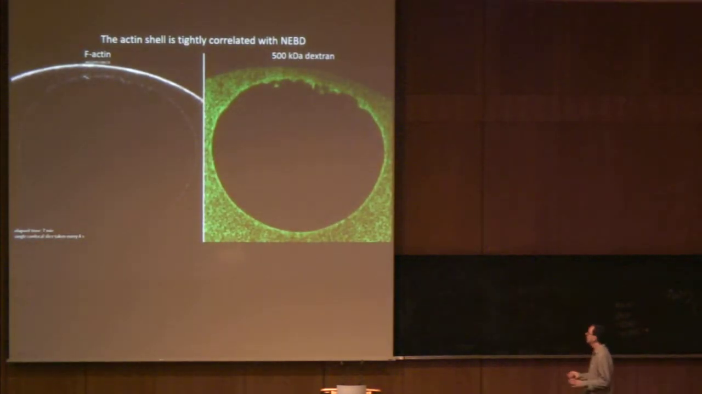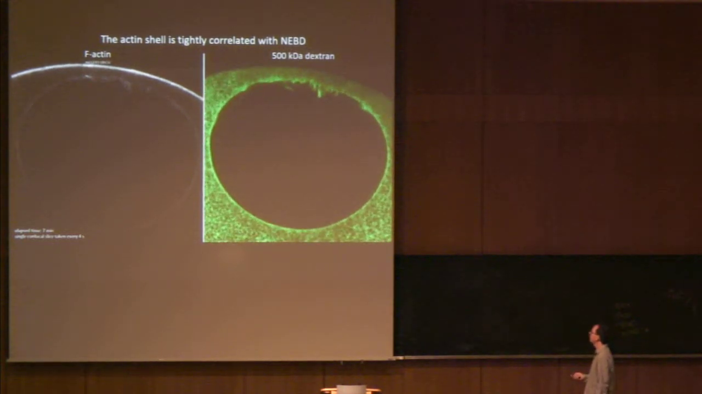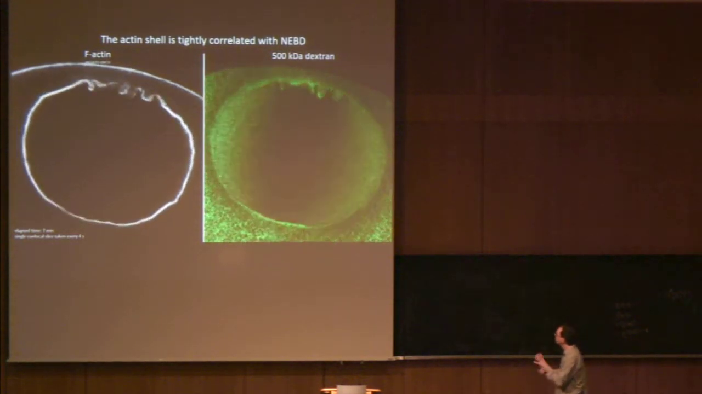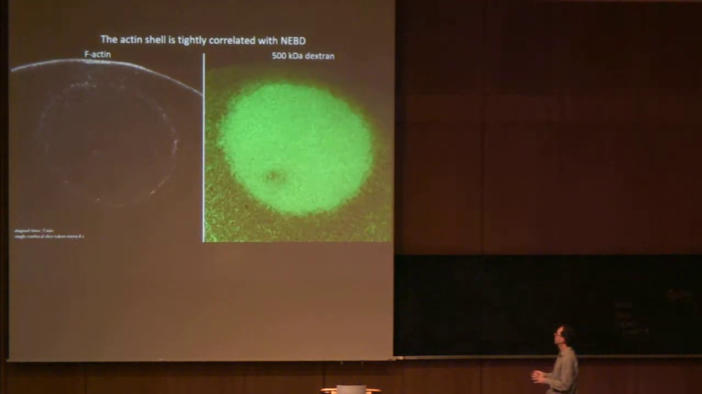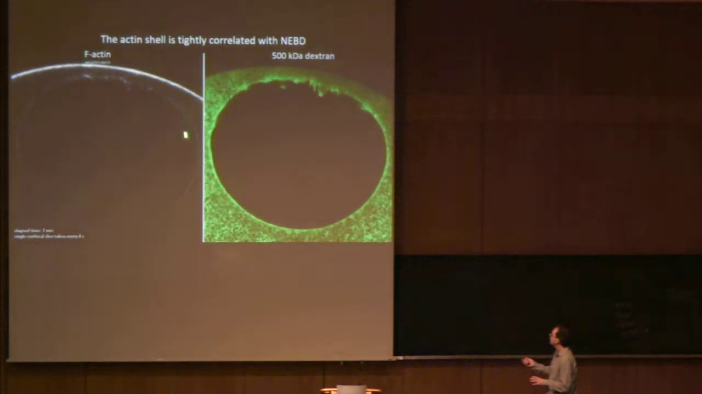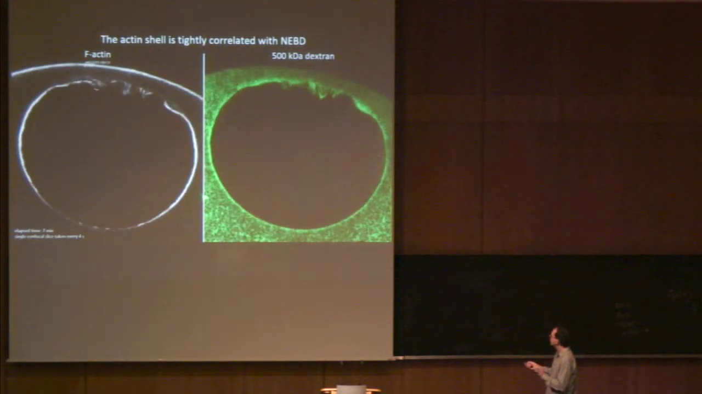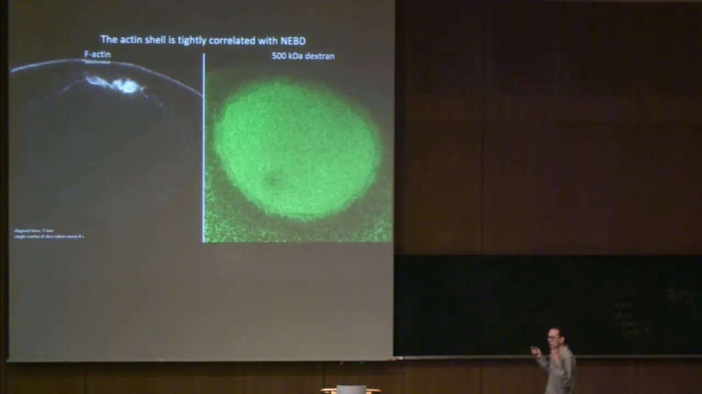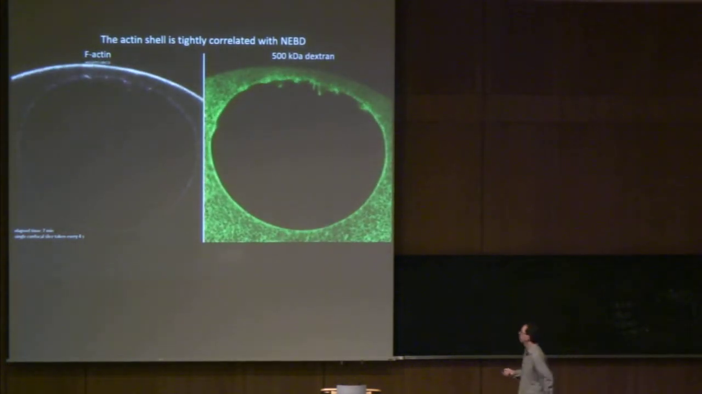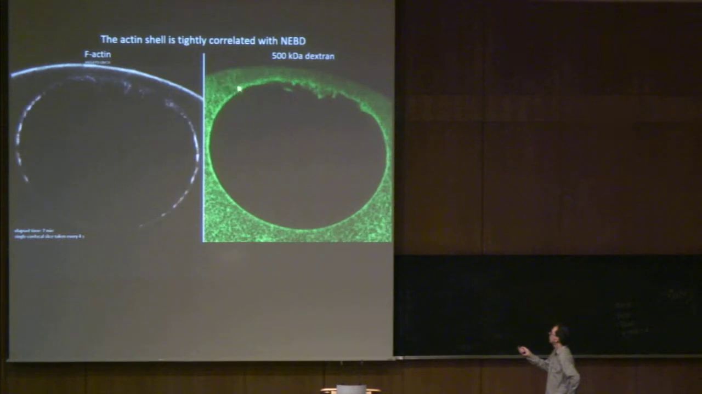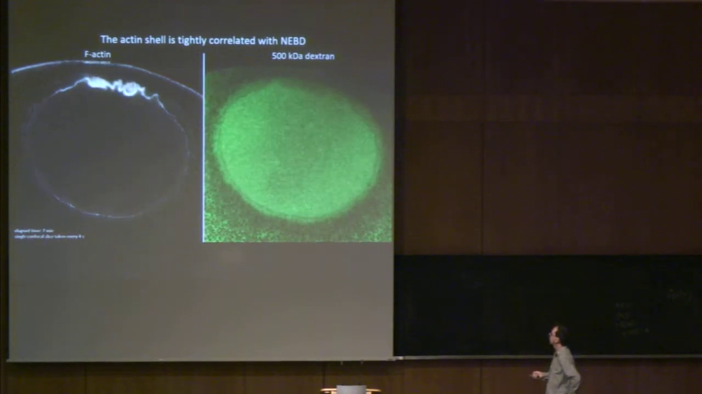So I mentioned it's around the time of nuclear envelope breakdown. Actually, when you look closer, the formation of this actin shell is really super tightly correlated with nuclear envelope breakdown. So you see actin is polymerizing here, and 30 seconds later, you see the breakdown of the nuclear envelope, visualized by the entry of this large dextran molecule.